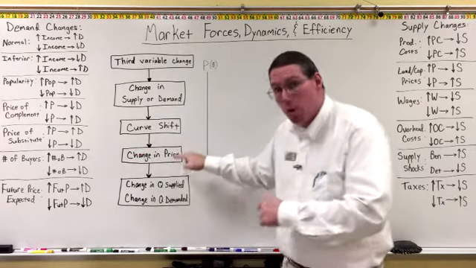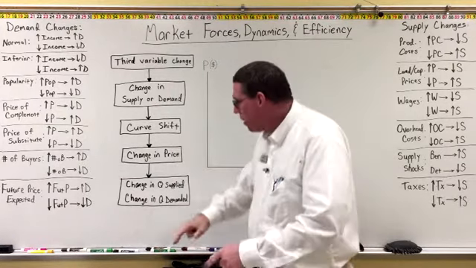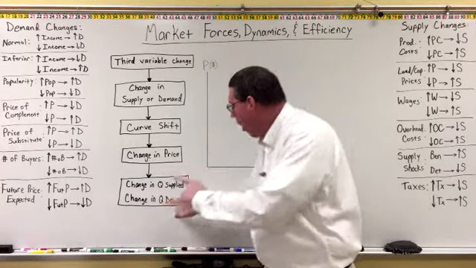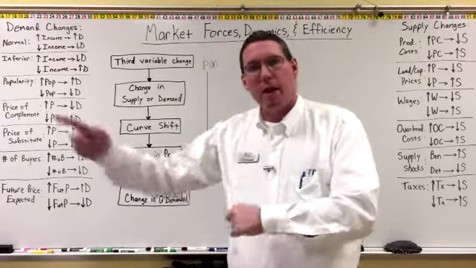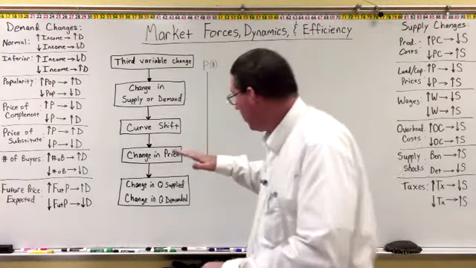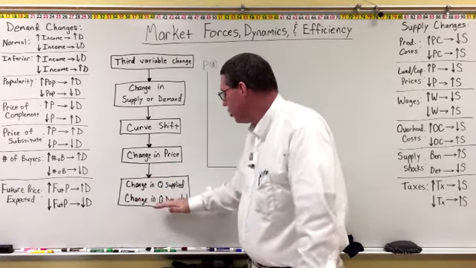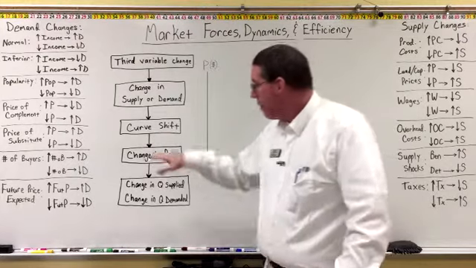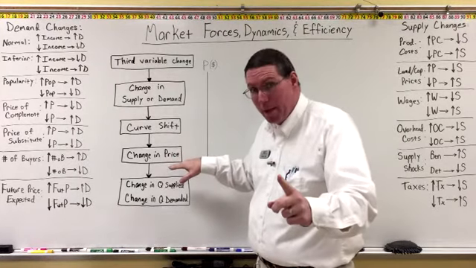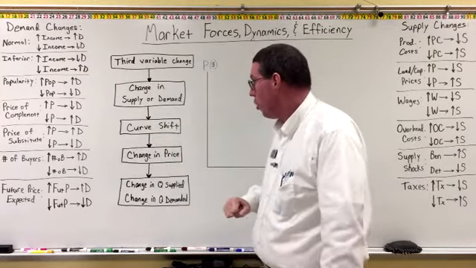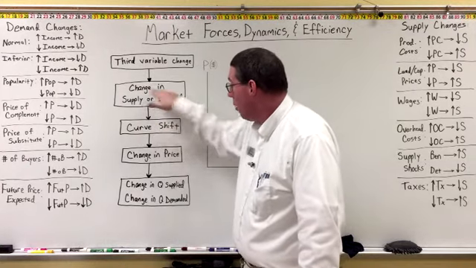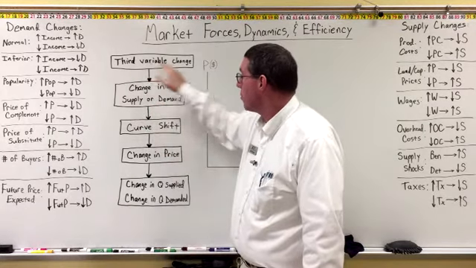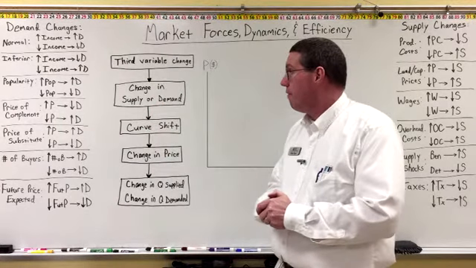Then after the price changes, we have a change in quantity supplied and a change in quantity demanded. And like I said in the last lesson, change in quantity supplied and change in quantity demanded only happens when there is a change in price. And that change in price will happen when there is a shift of one of the curves. And a curve will shift when there's a change in supply or demand, and there will be a change in supply or demand when there is a change in a third variable.